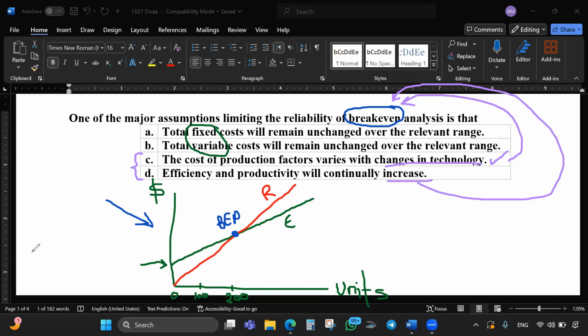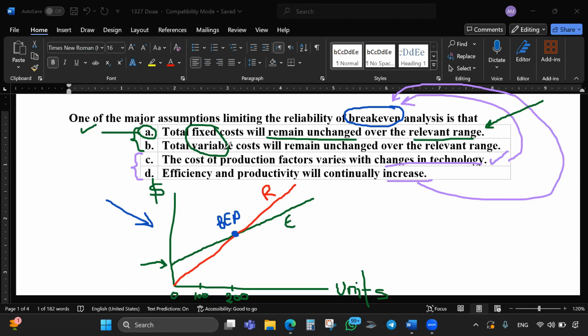So let's check which sentence we will select from the first 2 answers. The first answer, total fixed cost will remain unchanged over the relevant range, which is the correct solution. While we are studying break-even analysis, we assume that the fixed cost will remain unchanged over the relevant range. If you didn't remember the relevant range, you have to check its video. So solution A is the correct one.